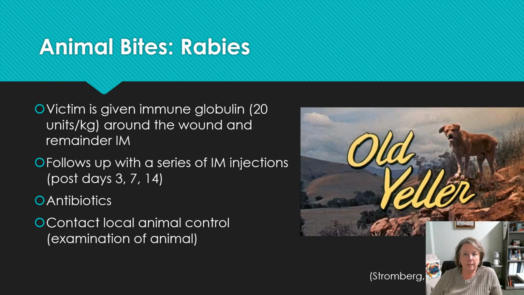So rabies, let's talk about it. Victim is given immune globulin, 20 units per kg around the wound and remainder IM. So they're going to go around, inject, follow up with a series of IM injections post days 3, 7, and 14. Anybody who's ever had to go through rabies shots, it is not a very pleasant thing. It's something that takes a lot of time. And you look at post days 3, 7, and 14. So you're going 2 weeks out from the bite and still getting injections.